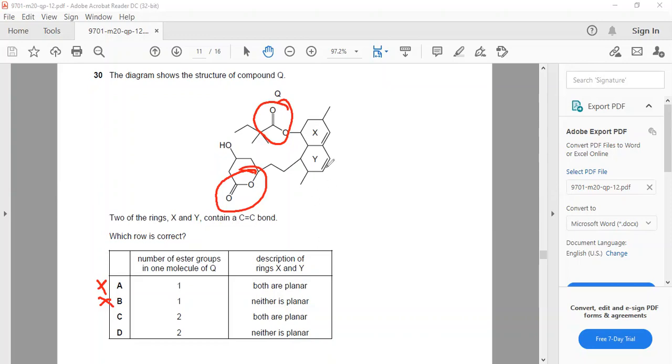Planar, because of double bond and single bond, it cannot be planar. So D is the answer. Planar means all the atoms should be on one plane. It's not possible here. That's a ring with single and double bonds, so it is not possible.